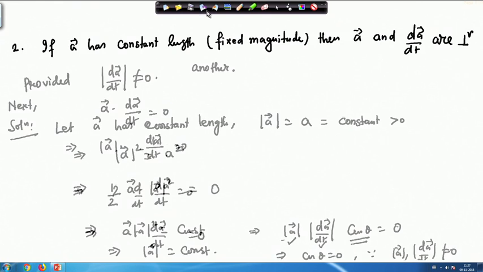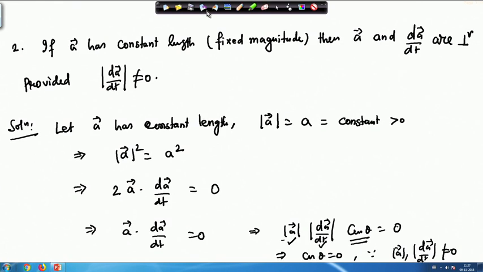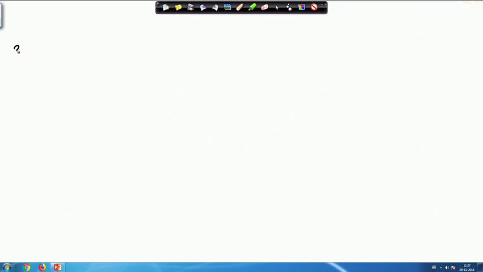So, of course, this condition is necessary as well as sufficient, provided this is true. All right. So, these were the two basic results that we proved here. We can also try to prove some more results, but I think they are all analogous and motivated from vector algebra or differentiation of scalar functions. So, we will skip those, but I am going to write those properties.